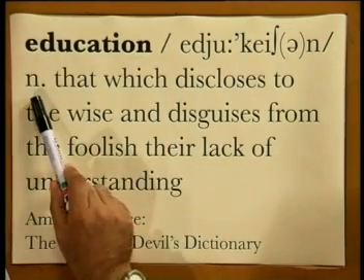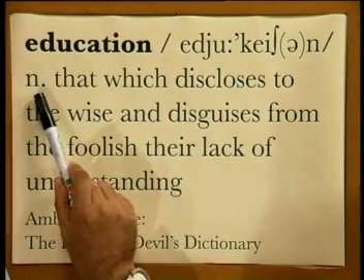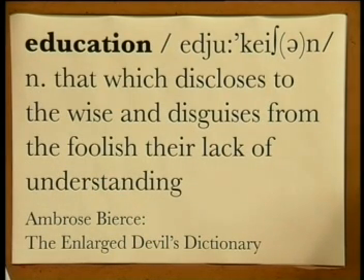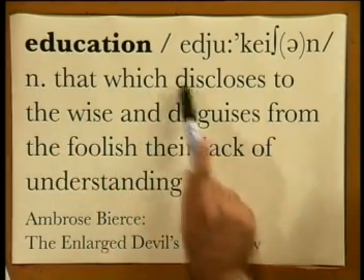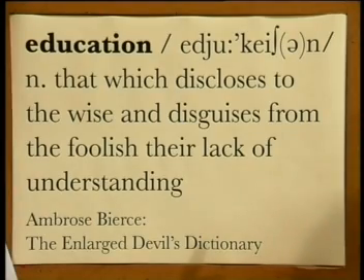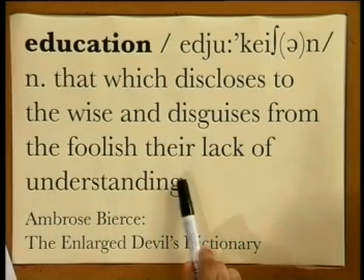Education, N. The N stands for noun. The word education is a noun. So far, this looks exactly the same as the first definition, but take a look at what happens next. Look at the words carefully. Education is that which discloses. To disclose is to show, make clear, or reveal. So it discloses to the wise, the people with knowledge or wisdom, what? What does education show? It shows their lack of understanding.